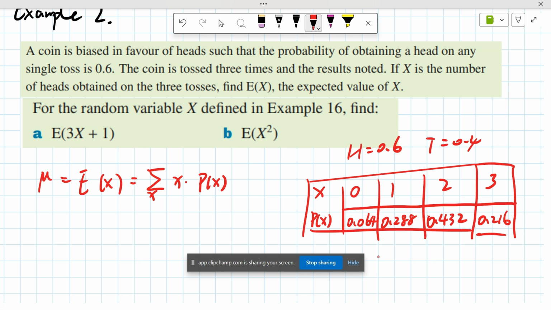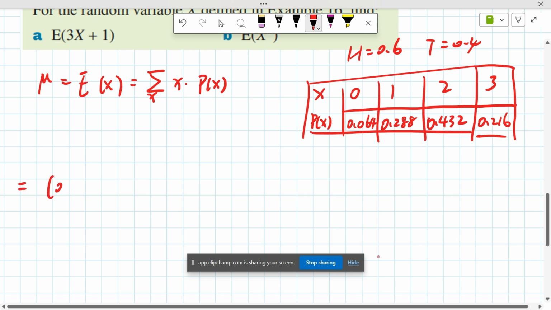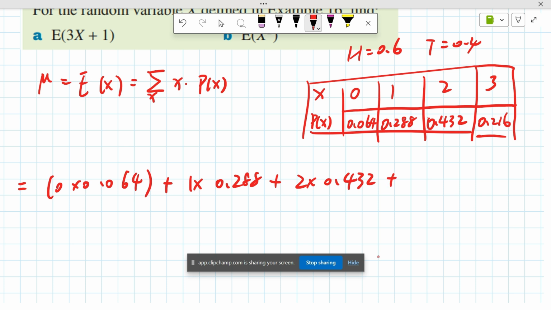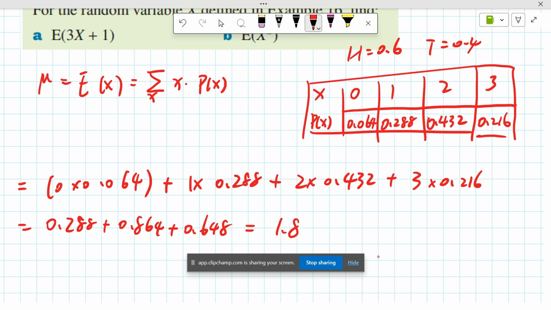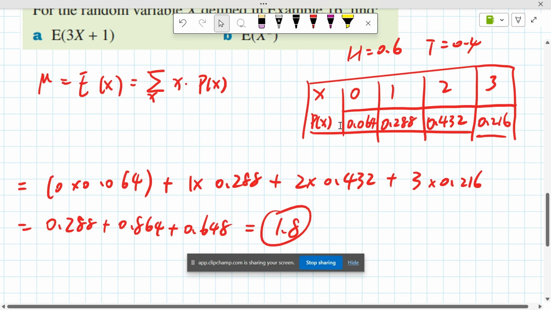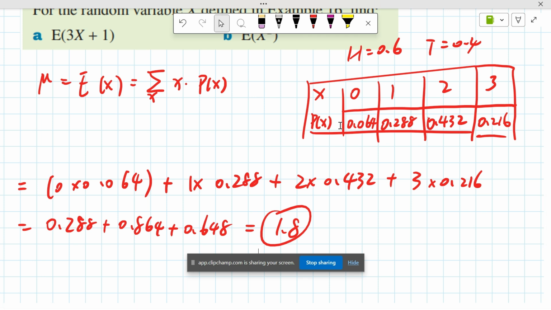Now we multiply these together. So 0 times 0.064 plus 1 times 0.288 plus 2 times 0.432 plus 3 times 0.216. That is 0.288 plus 0.864 plus 0.648, which equals 1.8, I guess. This is how you do the question, and then I'm going to show you the expected value for this one.